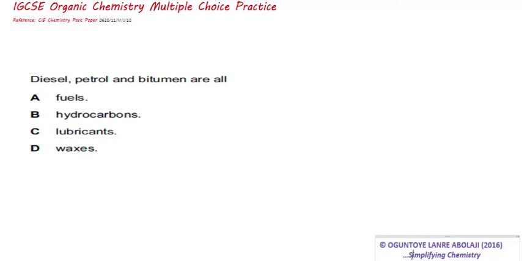Now let's look at the second option, that is B. What are hydrocarbons? Hydrocarbons are compounds that contain carbon and hydrogen only. Those are hydrocarbons.